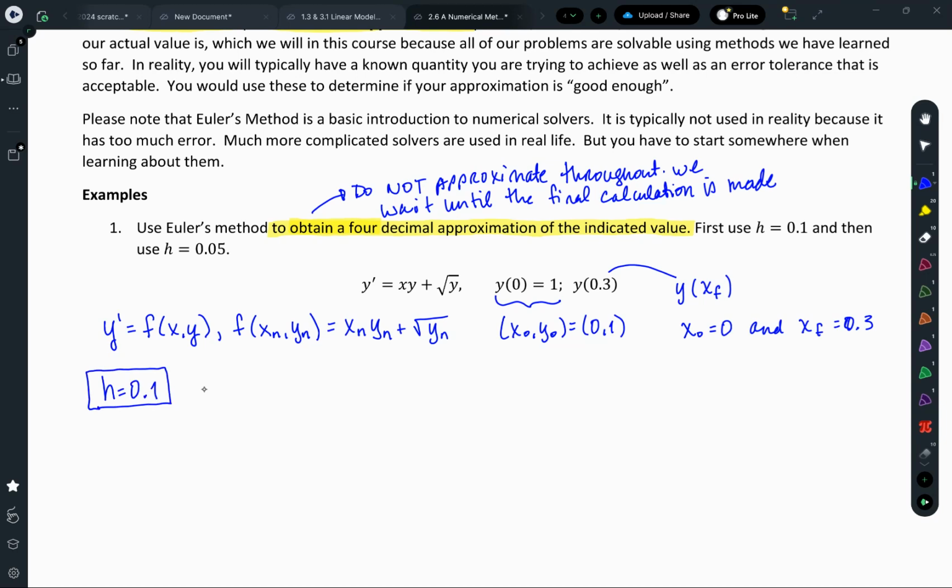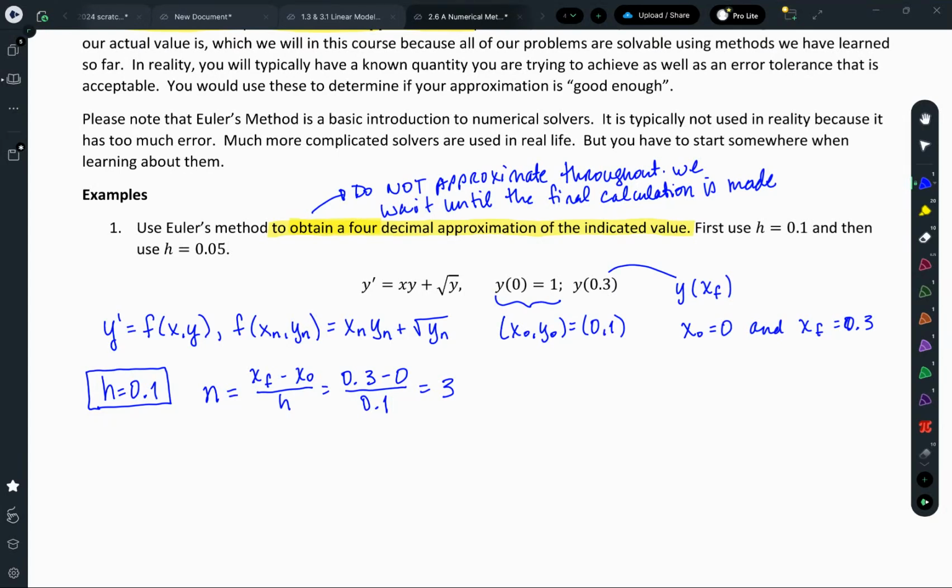And if that's true, then we need to calculate the number of steps we need to take. The number of steps n is equal to x final minus x naught over h. X final 0.3 minus x naught, which is 0, divided by 0.1, which is h. This simplifies to 3 steps. That means I should have 3 calculations. I cannot tell you how important this is. What I see in my experience is that many people will go too far in their calculations, or they'll stop 1 step early. So don't be that person. Just calculate the number of steps and then you'll know.